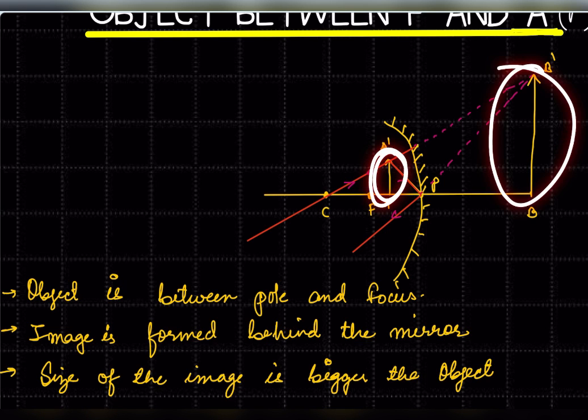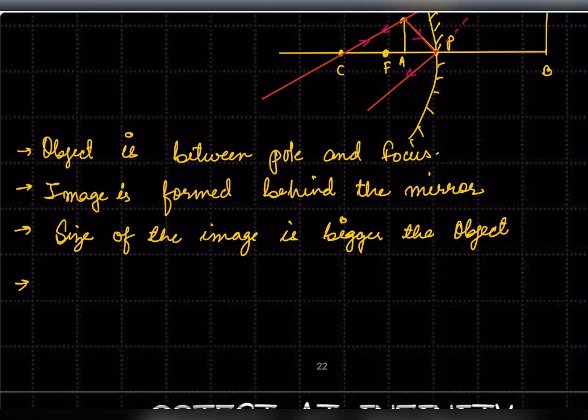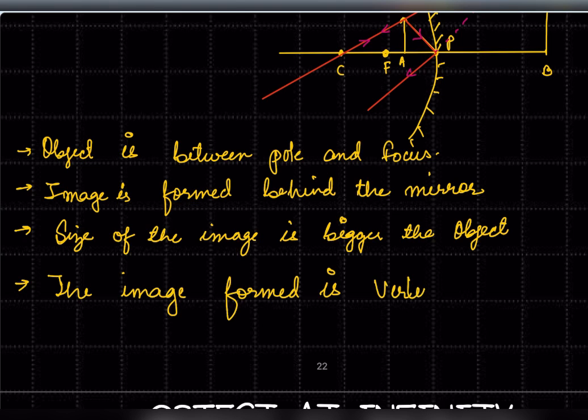This is my image. Now the object is also going up, and the image is also going up. So what kind of image is this? What kind of image is formed? Virtual and erect. Sir, what is this?